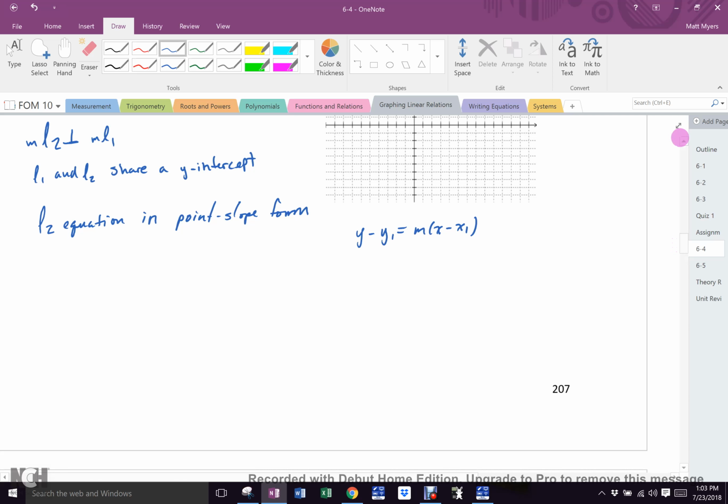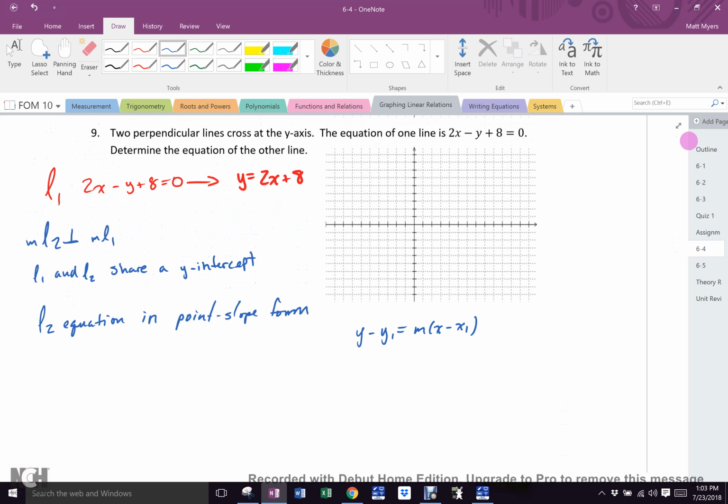All right. So, what is the point that we know from line 1? It is 0, 8, right? What is the slope from line 1? 2 over 1. How do I take that information and put it down here? It is y minus what? 8 equals, what's my m? Negative 1/2 because it's perpendicular.